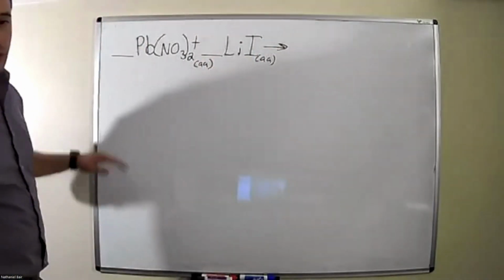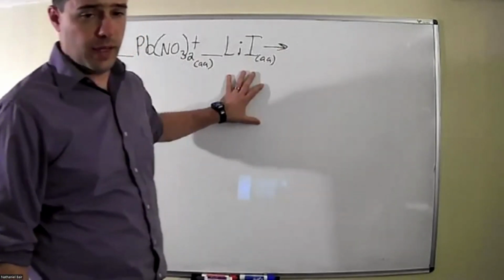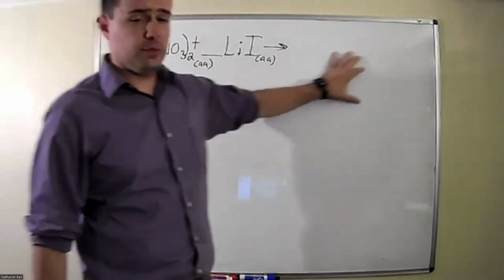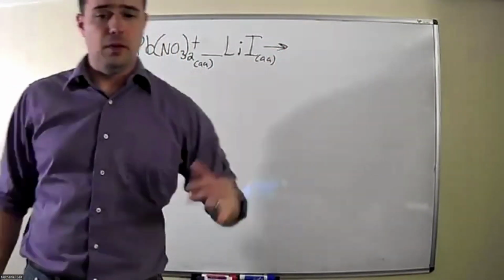Take an aqueous solution of lead-2 nitrate. Let's allow that to react with an aqueous solution of lithium iodide. I want you to predict the products. I want you to use the solubility rules, and I want you to balance. Go ahead.